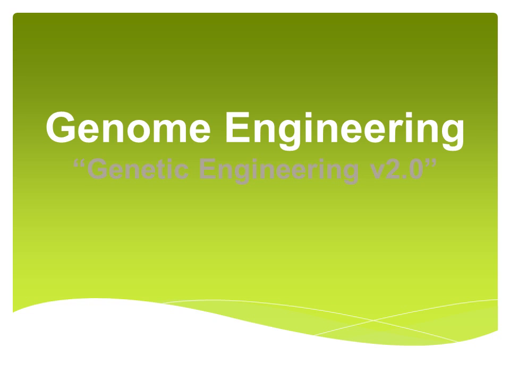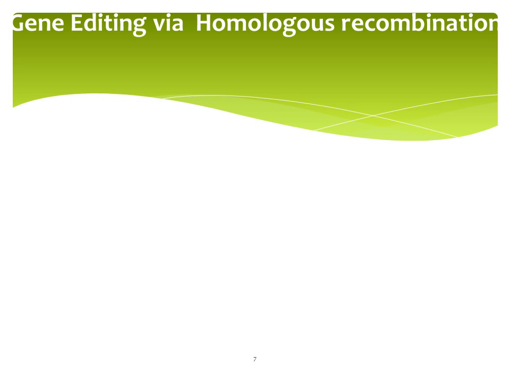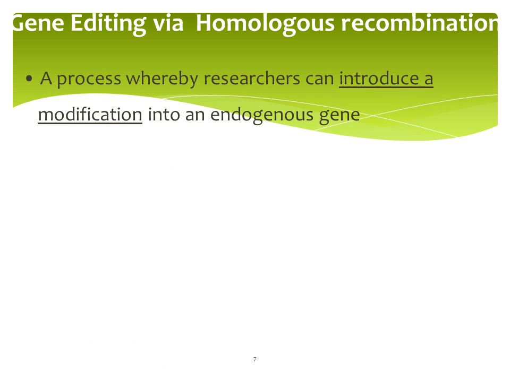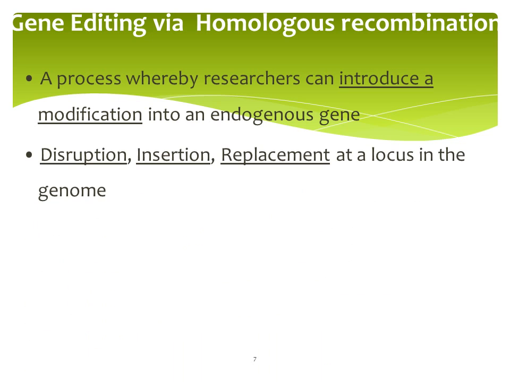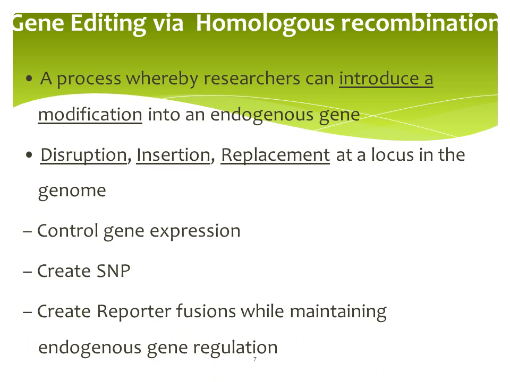So genetic engineering must enter version 2. This version was based on genome editing using homologous recombination. Using homologous recombination, we can introduce modifications into endogenous genes. That leads to disruption, insertion, or replacement of a locus of the genome, which can control gene expression, create SNPs, and create reporter fusions while maintaining endogenous gene regulation.